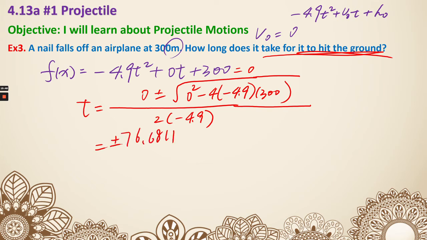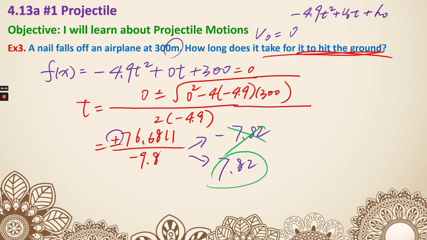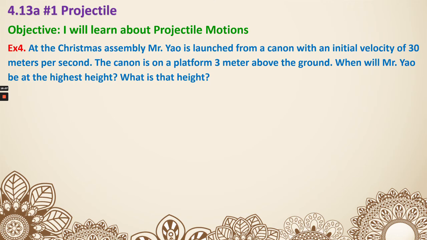But you have a plus or minus. So on the bottom is negative 9.8. For the positive one, you are going to get a negative answer, which is going to be negative 7.82. However, the bottom one, you are going to get 7.82 as a positive answer. And clearly, since we're talking about time, that negative wouldn't work. The final answer is 7.82 seconds. That is example 3. Next, example 4.